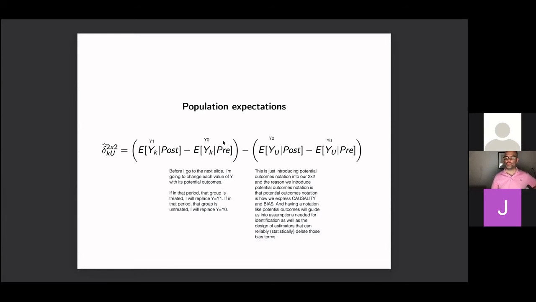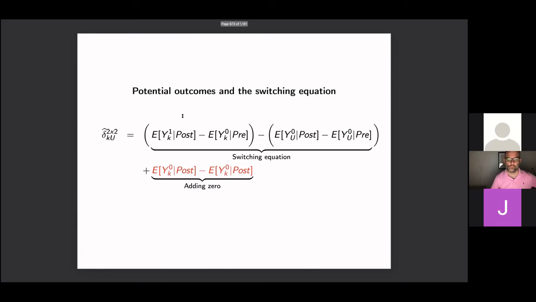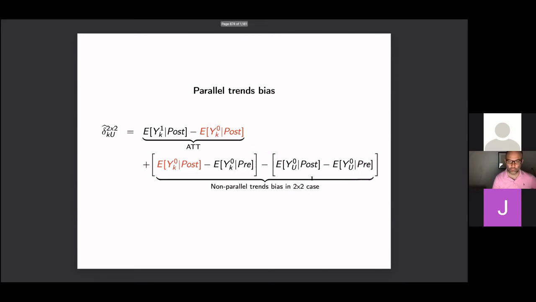All right. And what I'm going to do is add a 0 to the right-hand side of this expression. My 0 will be expectation Y0 K post minus expectation Y0 K post. All right. That equals 0. I'm going to add it to the right-hand side. All right, let's add in the 0. There's the rewriting of the equation. Then I'm going to add in a 0. And I'm going to rearrange.